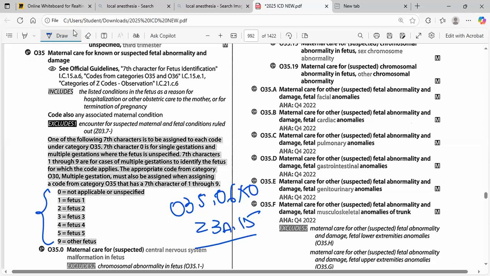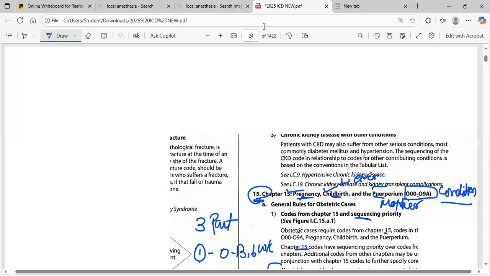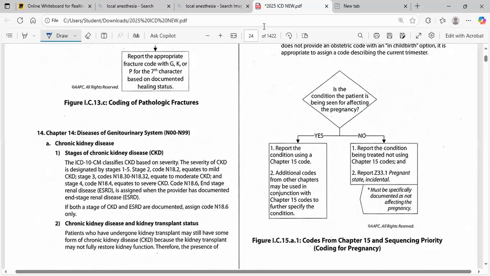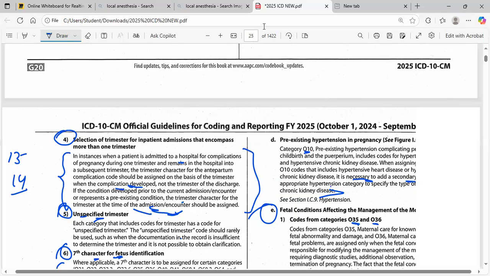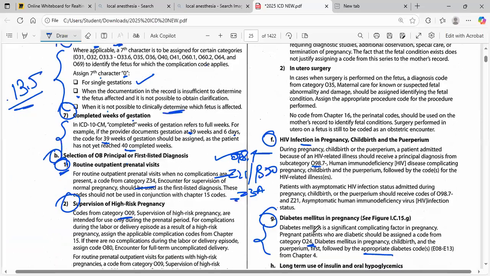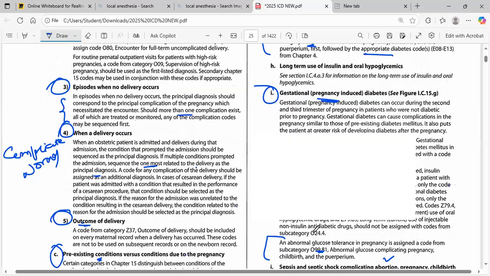So whenever there is any fetus condition, when the baby is in the womb, and for the fetus the provider is providing the treatment to the mother, in that case we are going to use a code from series O35 and O36. Now let's move further.